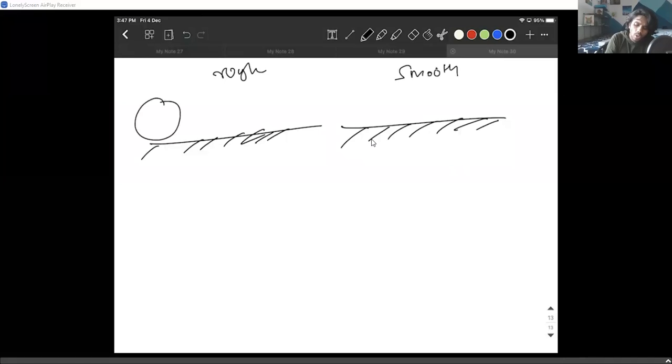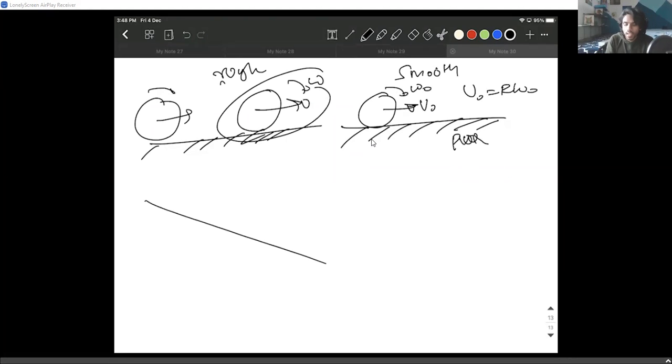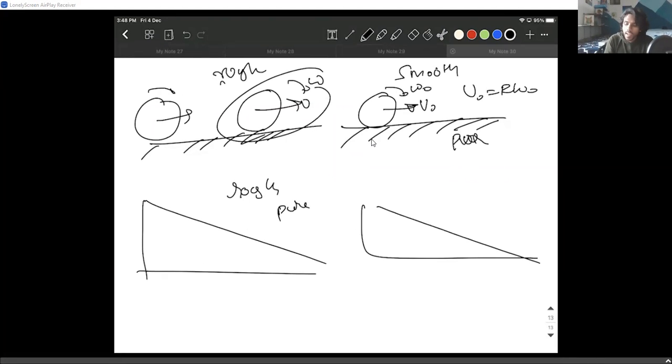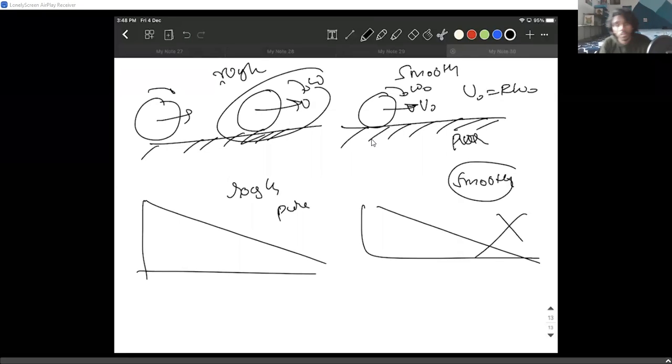Now, no matter how you leave it on a rough surface, it will come to pure rolling. On a smooth surface, you exactly have to give that V naught and omega naught such that V naught equals R omega naught, then it will be in pure rolling. But on an inclined surface, it has to be rough for pure rolling. On an inclined smooth surface, pure rolling is not possible.